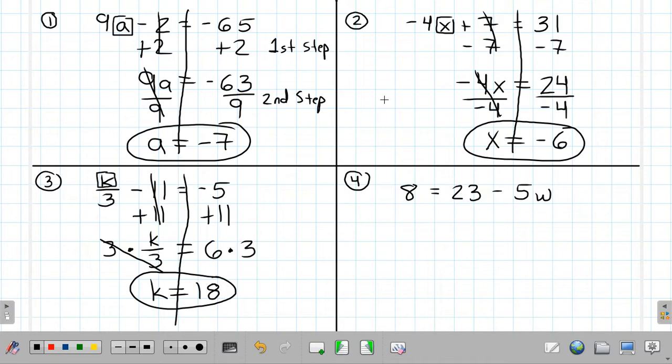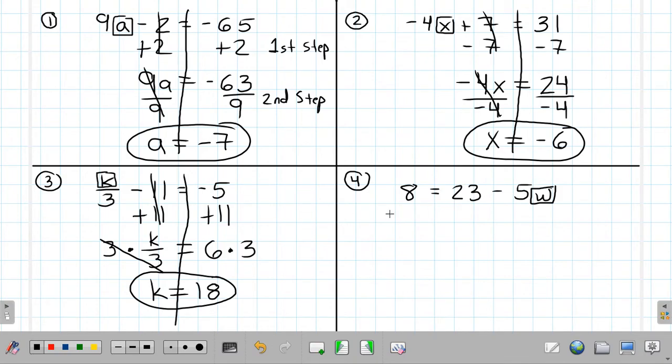But then we get to one like number 4. Now, you maybe remember from one-step equations, things can be flipped around a little bit. You can have things flipped over the equal sign, or you can have the variable term and a constant term flipped around. Here it's actually both, meaning we see the variable is w. It's on the right-hand side of the equation, and the variable term comes after the constant term, meaning we have 8 equals 23 minus 5w.